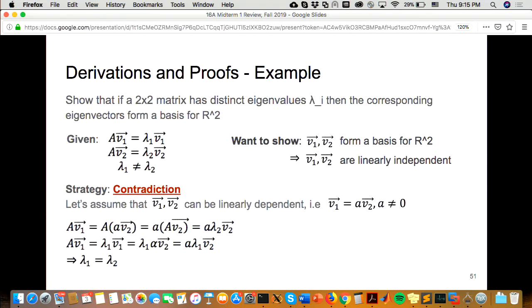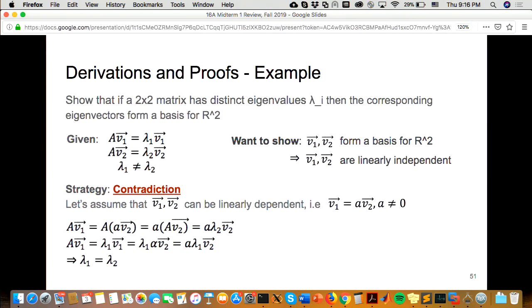Now, let's see what happens if I do that. AV1 can be written as A times alpha V2, because I assumed I can have that. Then I pull alpha out, and I have AV1 equals alpha lambda 2 V2. With me so far? Great. But V1 is also an eigenvector with eigenvalue lambda 1. So I can write that AV1 equals lambda 1 V1. But I assumed that V1 is alpha V2, so lambda 1 alpha V2. And I just reorder. But these are the same. So from these two equations, I must have that lambda 1 and lambda 2 are the same.